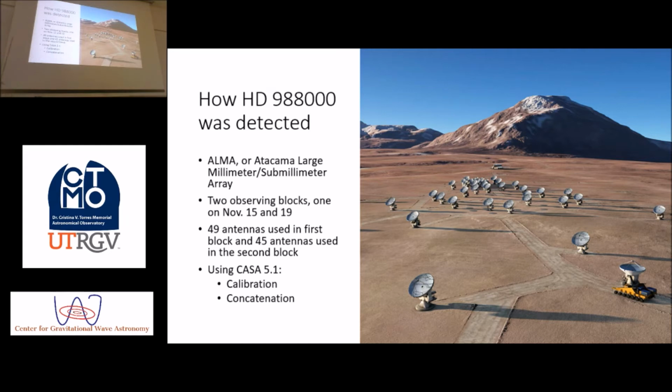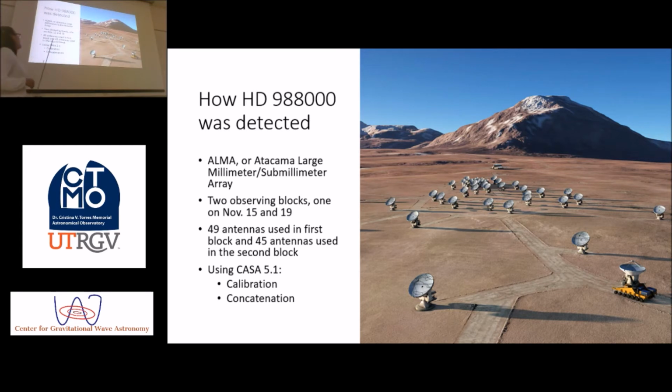In the first block, 49 antennas were used to detect the system, and then during the second block, there were 45 antennas used. And then the data that was received by these antennas was processed using CASA, which I believe stands for Common Astronomy Software Applications.